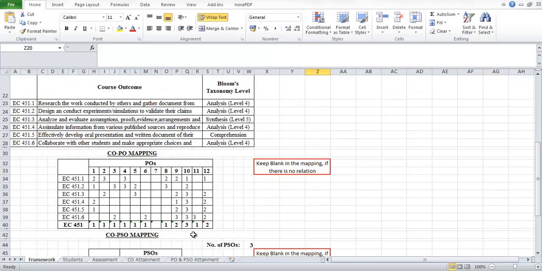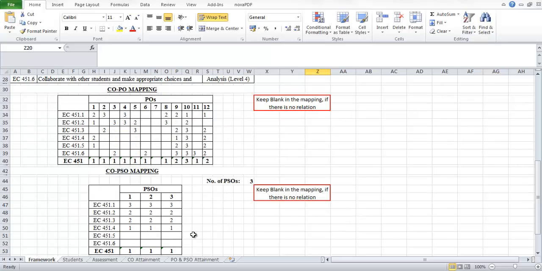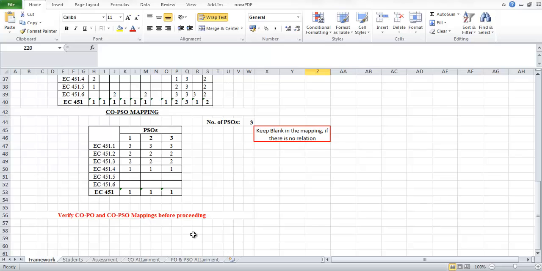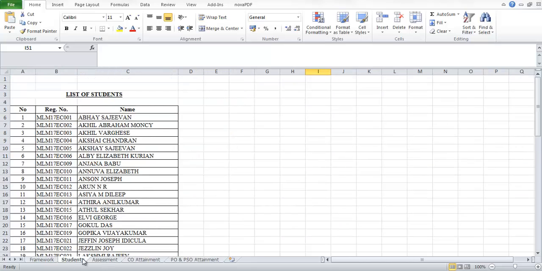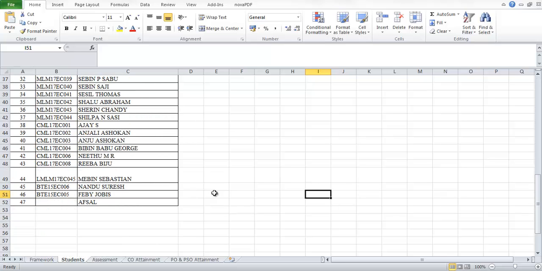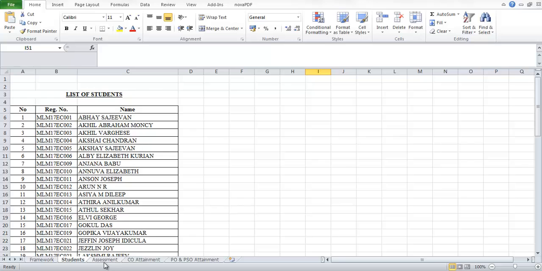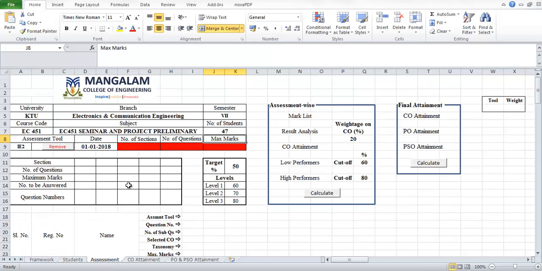The CO-PO mapping is appropriately done, and even the PSOs with CO mapping. Once this framework is completed, we upload the list of the students. We are having 47 students. Then we move to the assessment sheet.